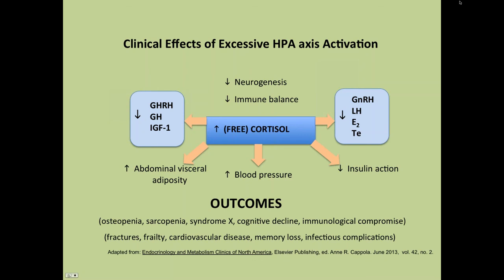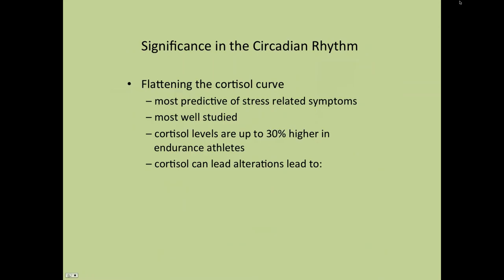So if we think of the major things that are caused from inflammation, osteopenia, muscle loss, metabolic syndrome or cardiometabolic risk, Alzheimer's and cognitive decline, immunologic compromise, fractures, memory loss, all these things are a byproduct of inflammatory processes that are going on. And of course, the cortisol curve being flattened.